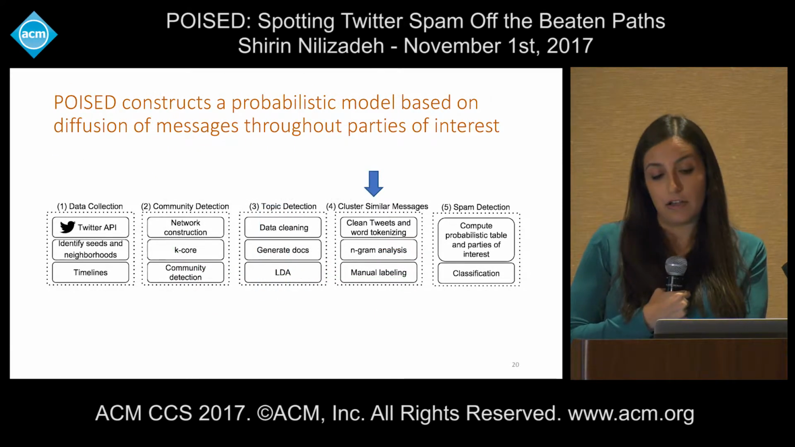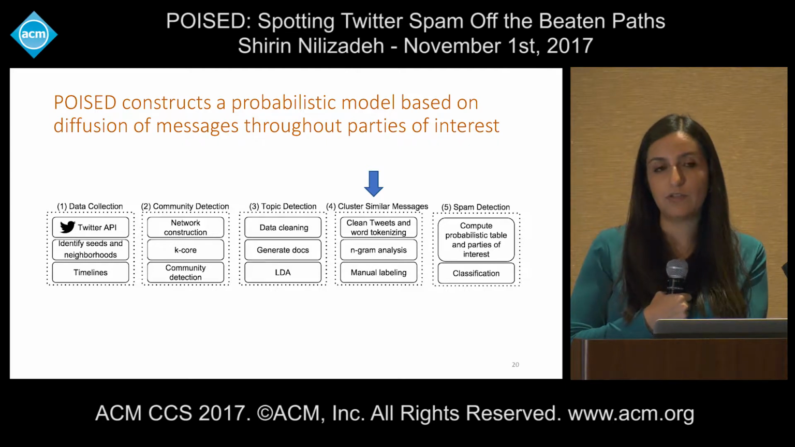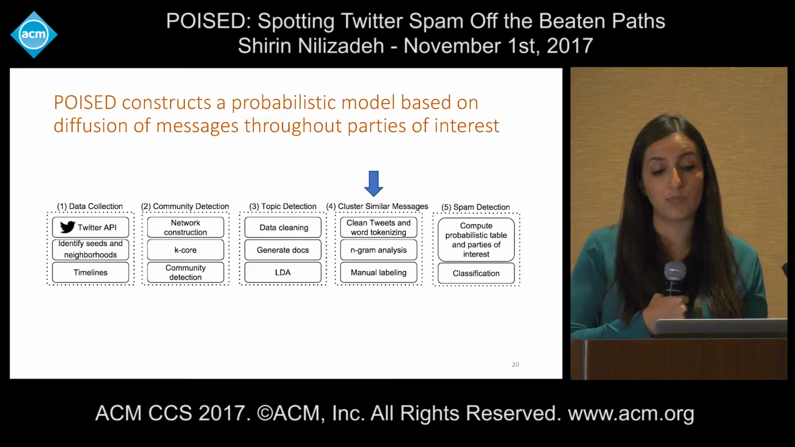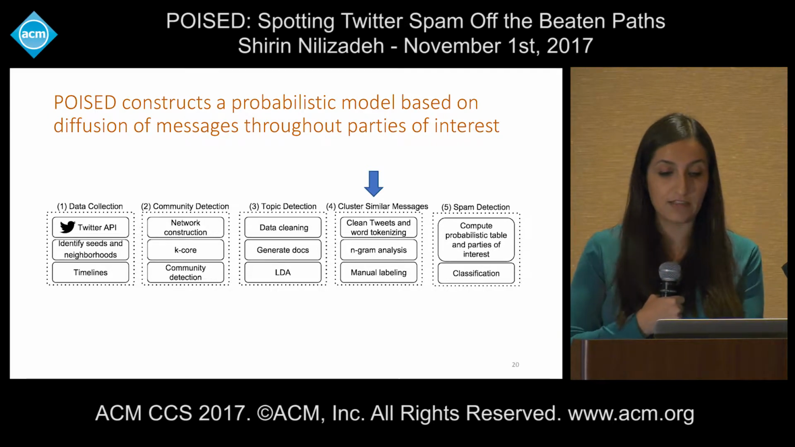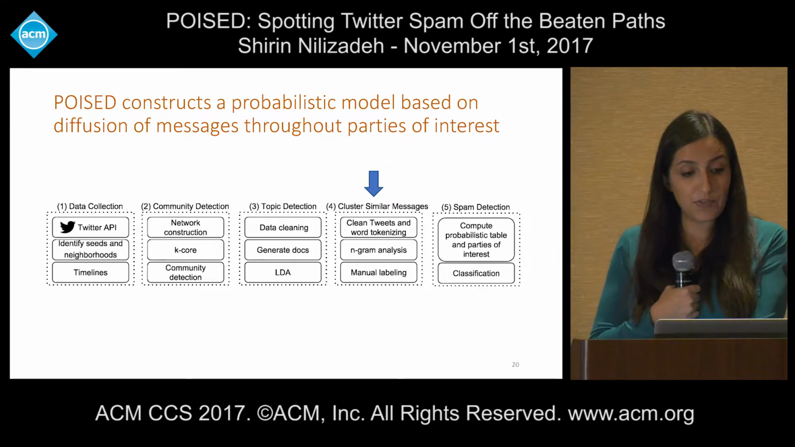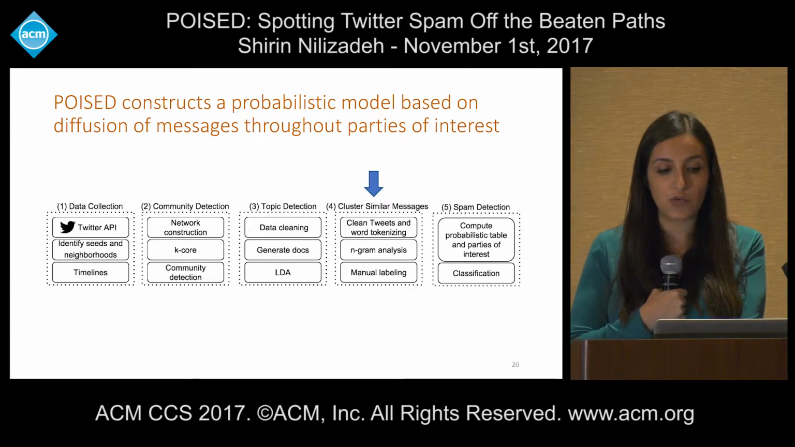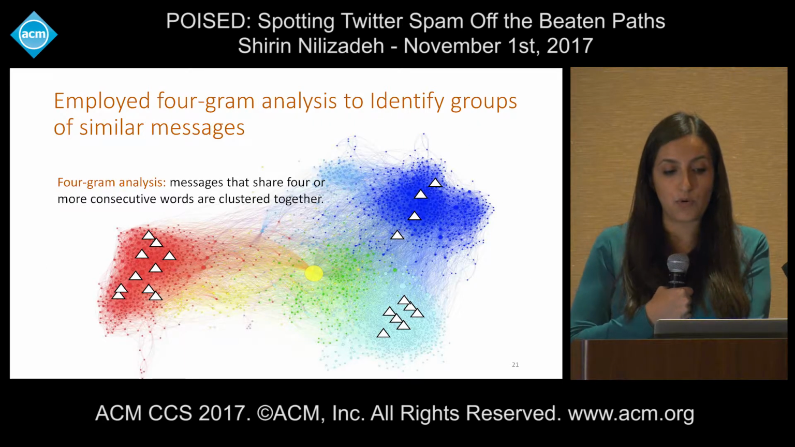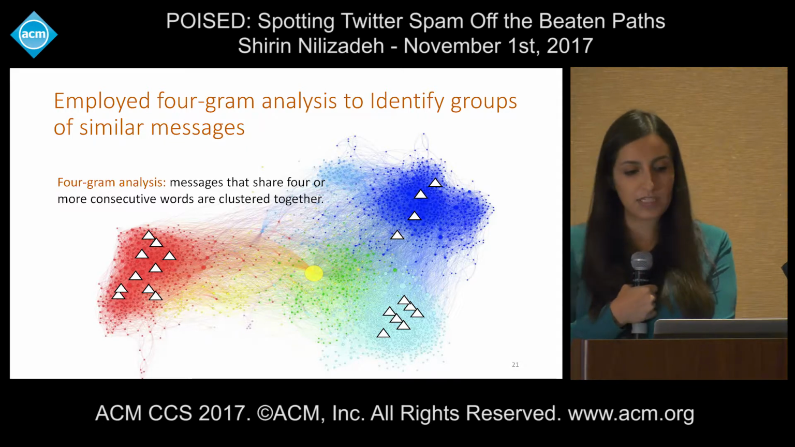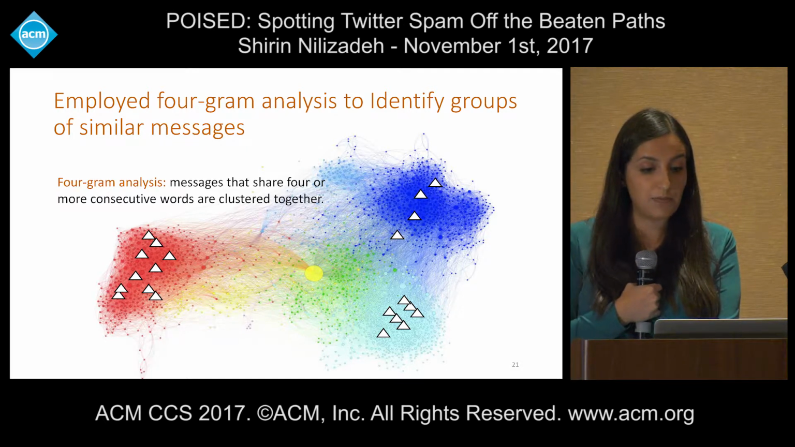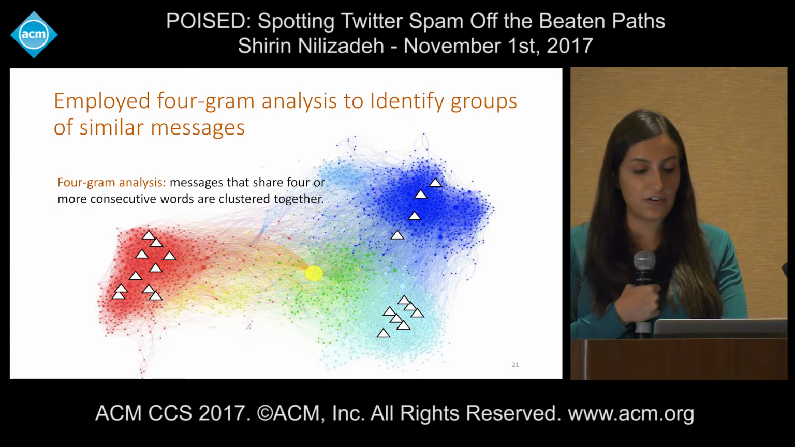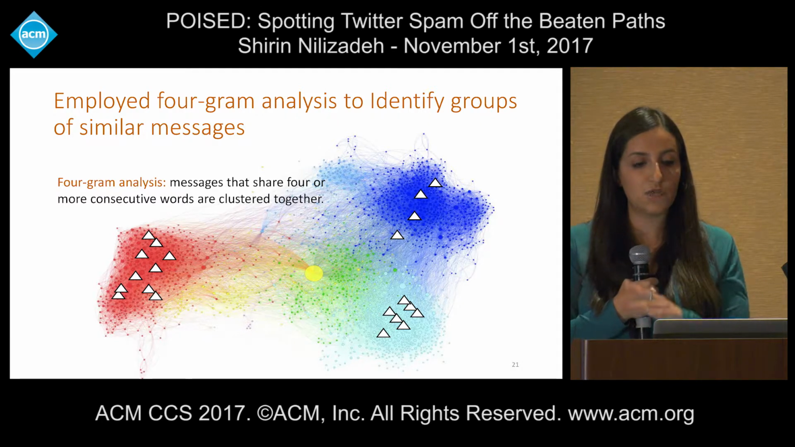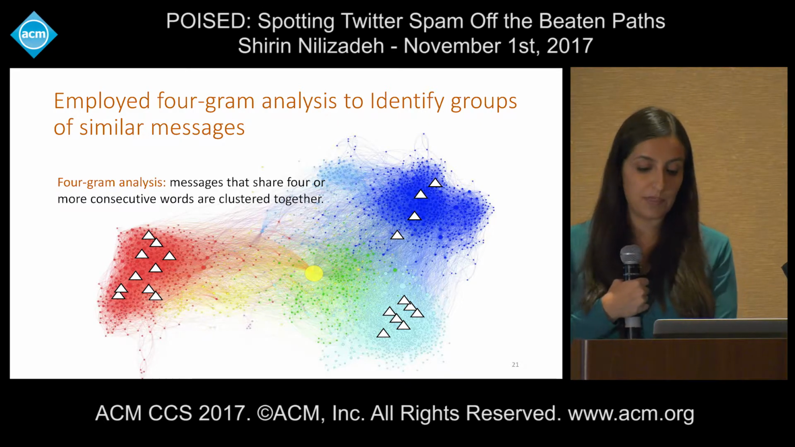After having communities of interest, we want to find clusters of similar messages and construct the probabilistic model based on how they are propagated in the network. For that, we use four-gram analysis, which groups messages that share 4 or more consecutive words into clusters. For example, in these social networks, these white messages appear in different parts of the network. And for example, they're about soccer. So we call all these messages a group of similar messages.